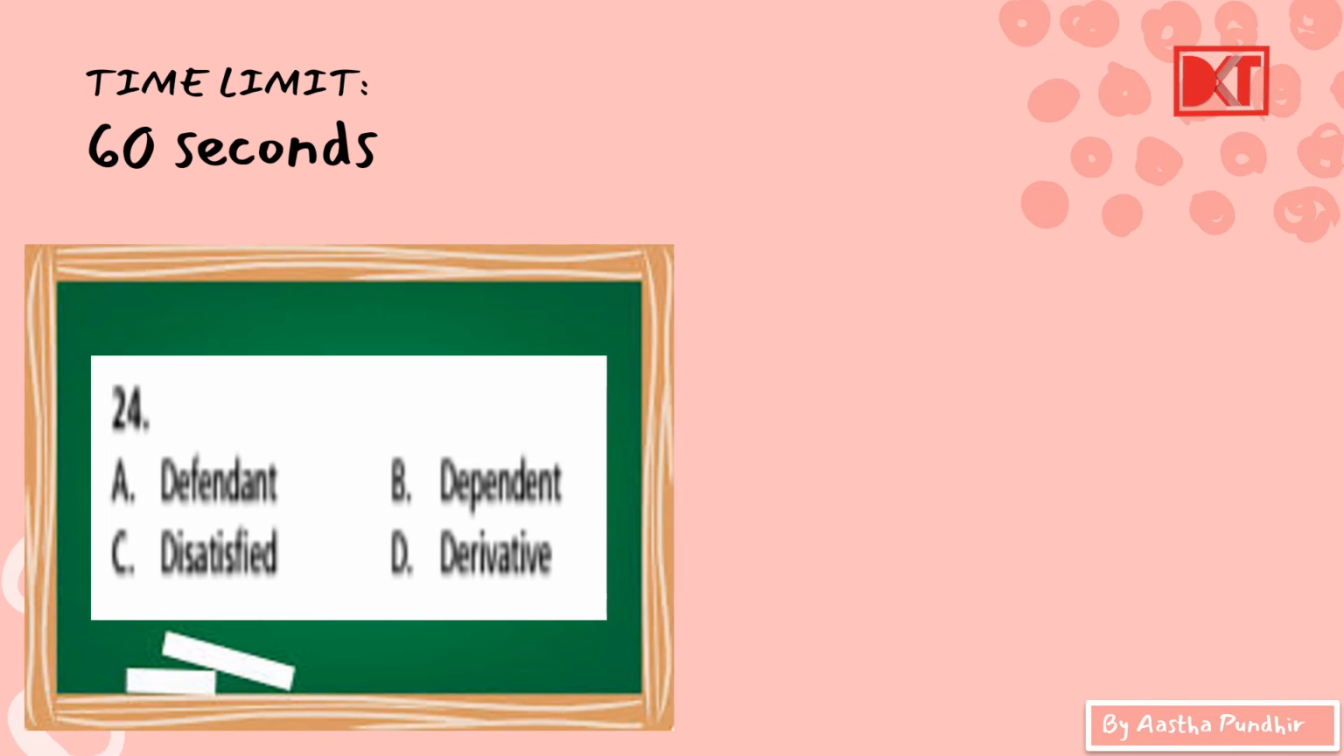Okay, now the next one here. Dependent, dependent. Okay, so here the incorrect spelling is of C. What they're trying to say is dissatisfied, and it's supposed to have a double S over here. Dissatisfied. The meaning is pretty clear. When you're not satisfied with something or someone, that's dissatisfied.